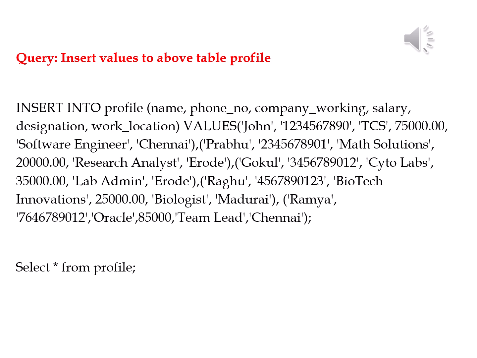This is the query to insert some values to the table profile. Insert into is the keyword and profile is the table name. The attributes for which we are going to insert values are name, phone number, company working, salary, designation and work location, with the corresponding values, and each row is separated by parentheses. So here we have inserted some values. After that insertion, we have used a select statement to view the table. Select star from profile will return all the rows of the profile table.